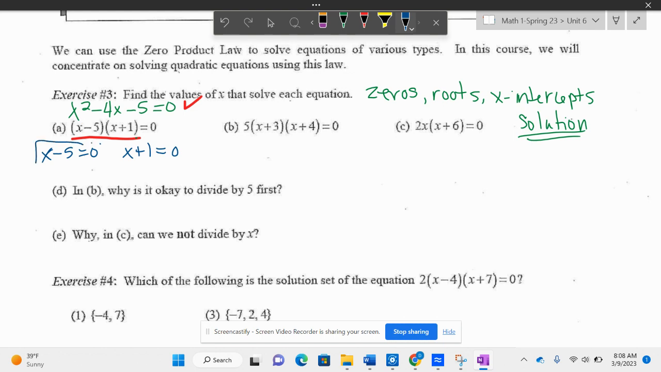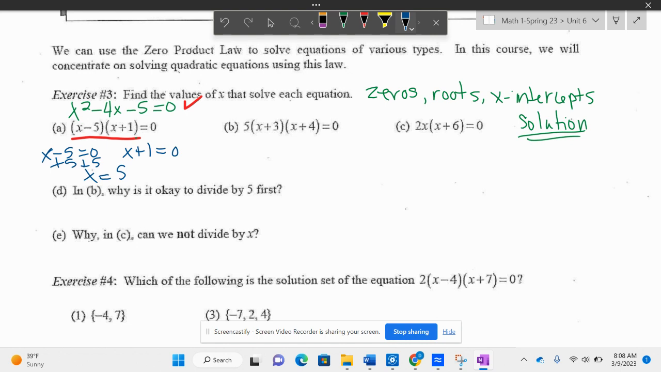I'm looking right here. I want to solve this equation right here. I would add 5 to both sides. You're exactly right. Add 5 to both sides, and I find out that x equals 5. That's the first solution. What about the next solution?